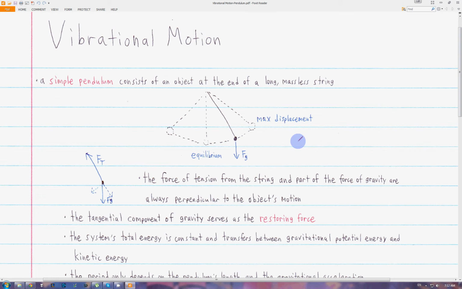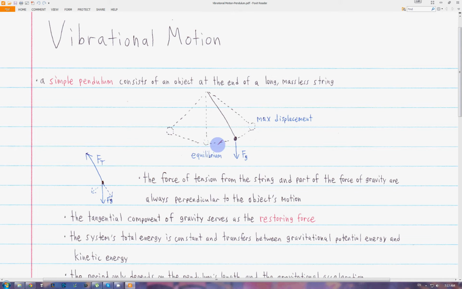So in the introduction to vibrational motion, we looked at an object vibrating on the end of a spring. In this video, we're going to start with pendulums. A simple pendulum consists of an object at the end of a long string, which we assume to be massless. So here is the equilibrium position of the pendulum, and it swings back and forth between its maximum displacements, or the amplitude. And for a pendulum, the displacement is measured in terms of this arc length of the path.